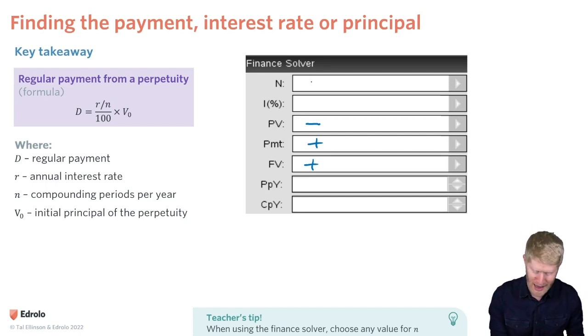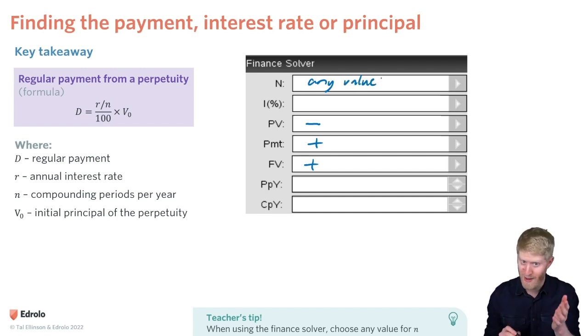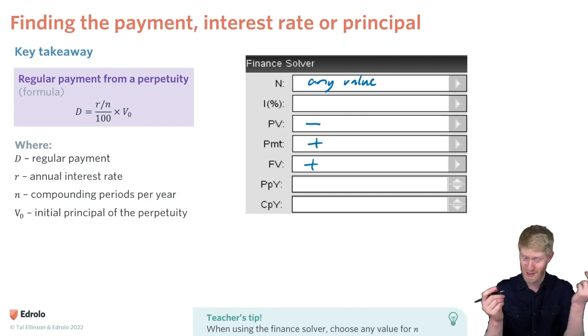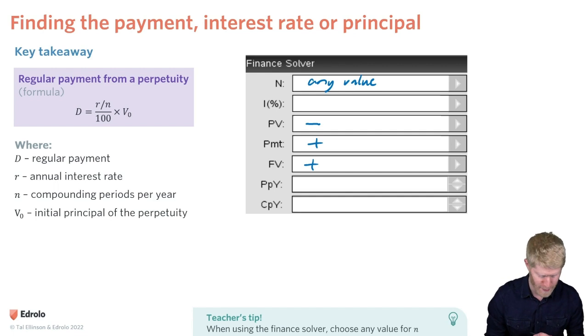What about N? Well, N can be any value. Just like with our interest-only loans, and if you think about this, you'll see that this financial product is exactly the same as an interest-only loan, just the direction of things is different. But N can be any value. We also have this formula over here.